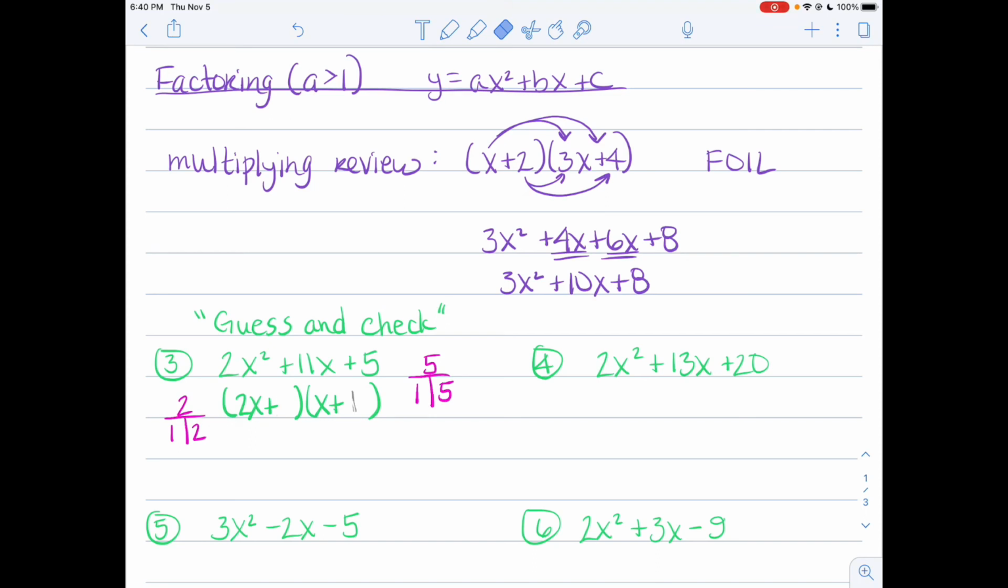So let's go ahead and switch spots here and put the 1 in the front parentheses and the 5 in the back parentheses. And now when I multiply, I have a 1x and a 10x. 1x plus 10x equals 11x, which is my number that I have here. So I know that that's the correct combination, and I can go ahead and box that as my final answer.